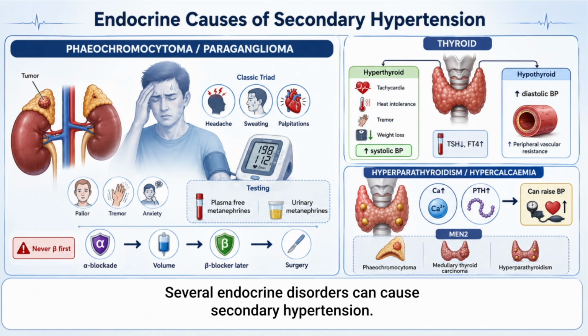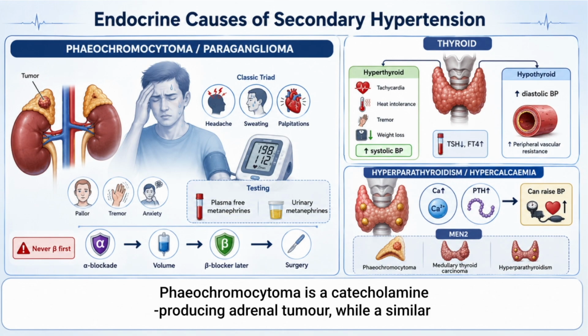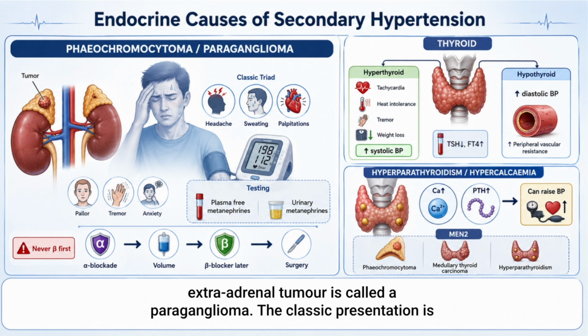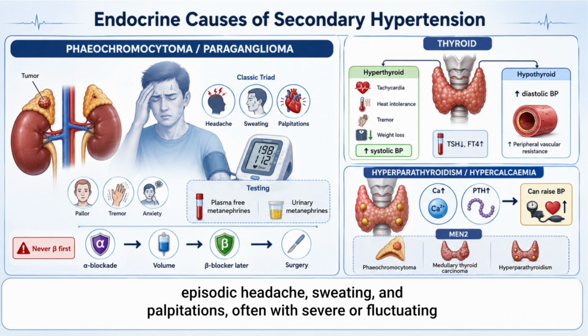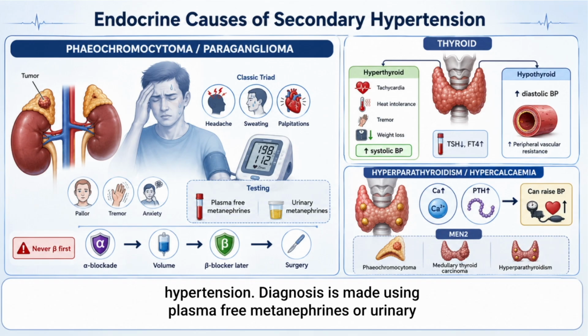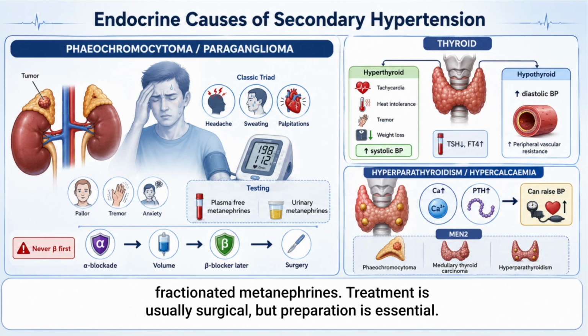Several endocrine disorders can cause secondary hypertension. Pheochromocytoma is a catecholamine-producing adrenal tumor, while a similar extra-adrenal tumor is called a paraganglioma. The classic presentation is episodic headache, sweating, and palpitations, often with severe or fluctuating hypertension. Diagnosis is made using plasma-free metanephrines or urinary fractionated metanephrines.